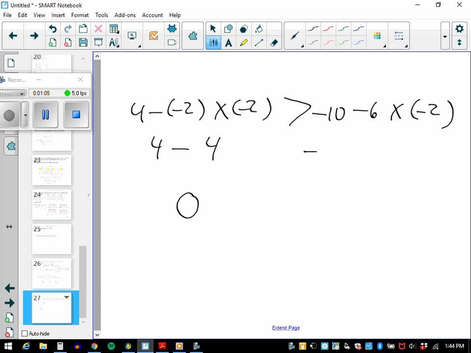Over here, -10 take away the product of 6 and -2, which is -12. Keep flip change to give you 2. Is 0 greater than 2? No, so therefore question 2, the answer for that is false.